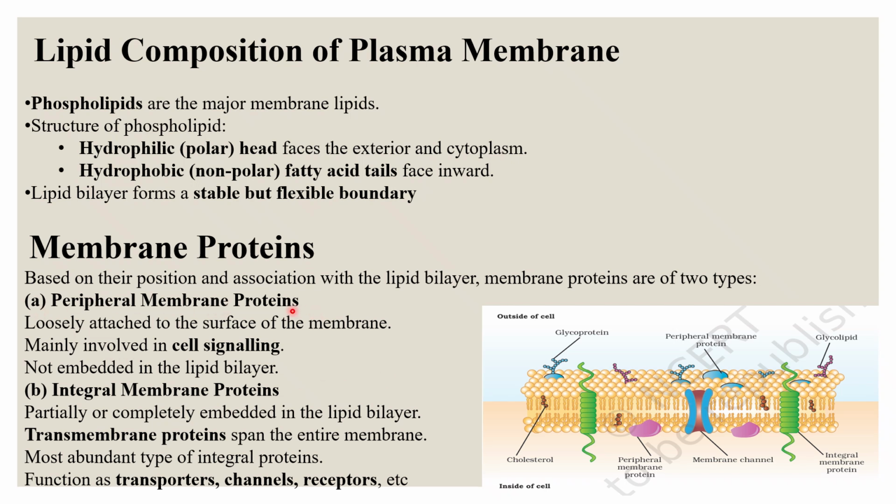So peripheral membrane proteins are loosely attached to the surface of the plasma membrane. They are mainly involved in cell signaling. They receive the signal from outside the cell and pass the signal inside the cell. Similarly, these peripheral membrane proteins also receive the signal from inside the cell and then pass it to the outside of the cell. Similarly, even this integral protein can also function as a signaling molecule. These are not embedded in the lipid bilayer.